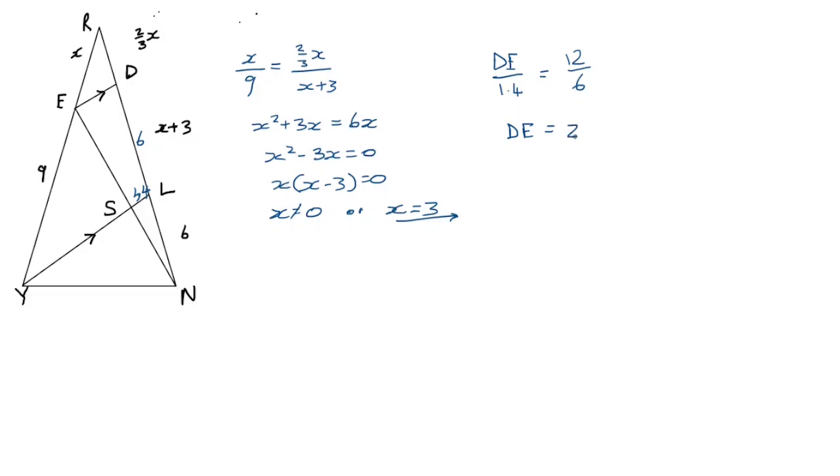2 times 1.4 is 2.8 units. And so I hope that was helpful, just to see the subtlety of having two different triangles that you can be looking at for proportionality in the same question.